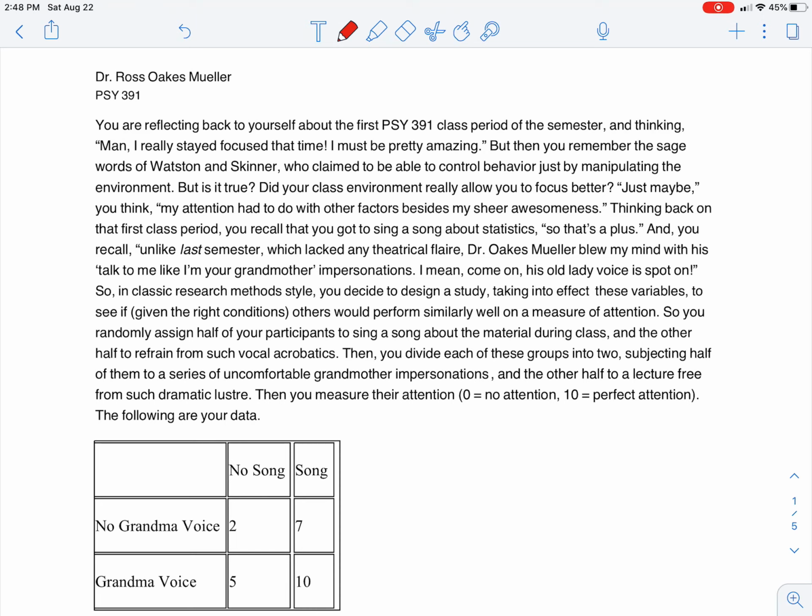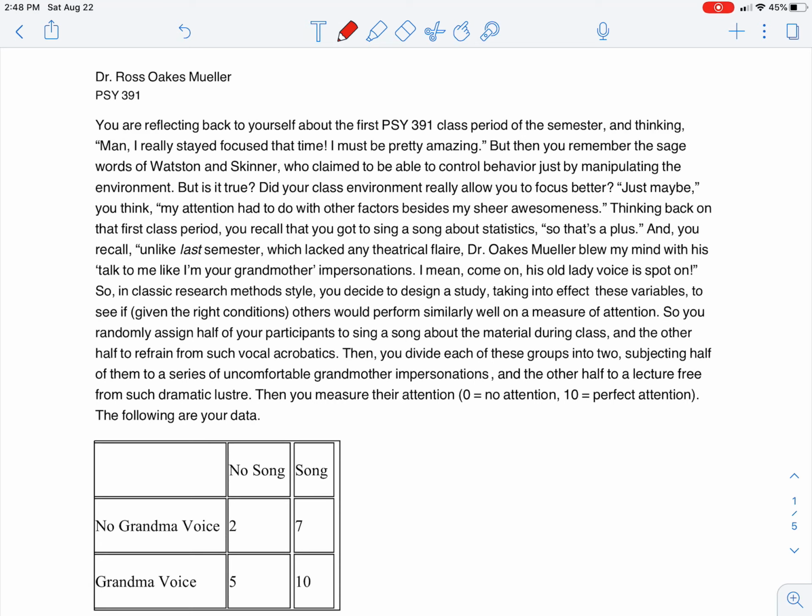So thinking back on that first class period, you recall, and sadly, in fall of 2020, I decided to cut you some slack, let you go a little early, and we did not sing a song about statistics. But most other classes sang a song about statistics, so that's a plus. And you recall, unlike last semester, which lacked any theatrical flair, Dr. Oaksmuller blew my mind with his talk to me like I'm your grandmother impersonations. I mean, come on. His old lady voice is spot on.